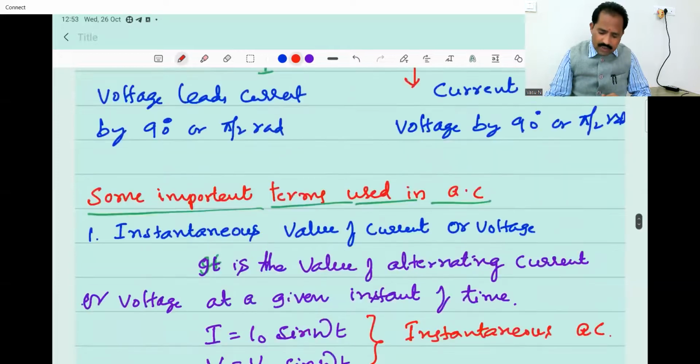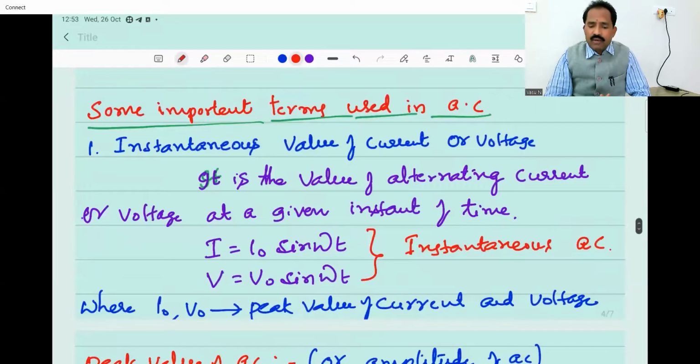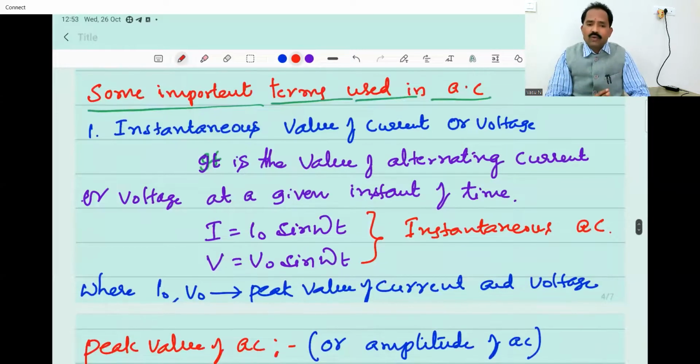Okay children, let us see some important terms used in AC. Here you may be asked equations, some definitions. Point number 1, instantaneous value of current or voltage. What do you mean by instantaneous? The value of AC at any instant of time. It is the value of alternating current or voltage at any instant of time. That is called the instantaneous value of AC. The equations are I is equal to I naught sin omega t and V is equal to V naught sin omega t. Those equations represent the instantaneous value of AC.